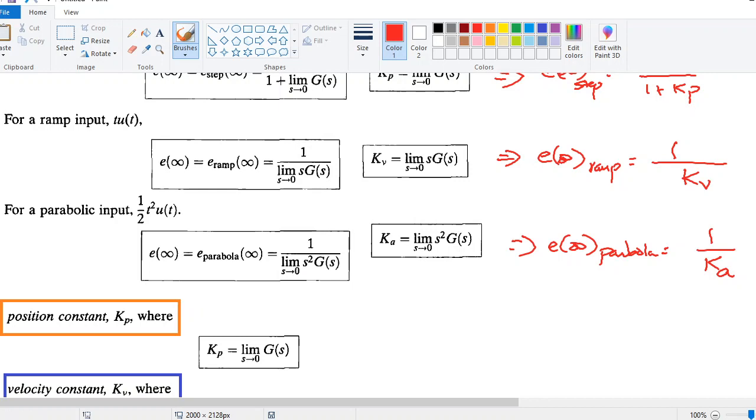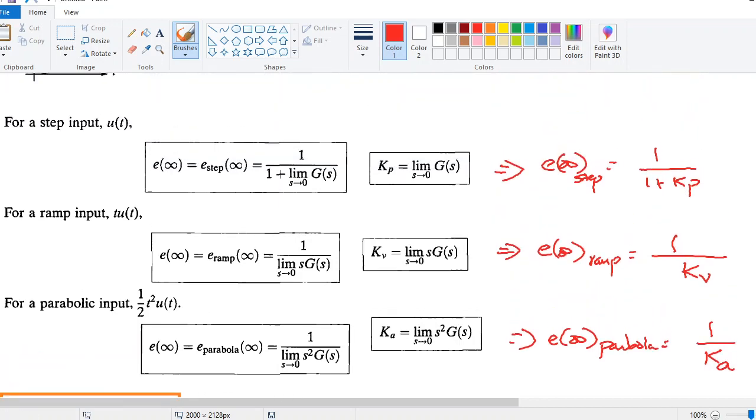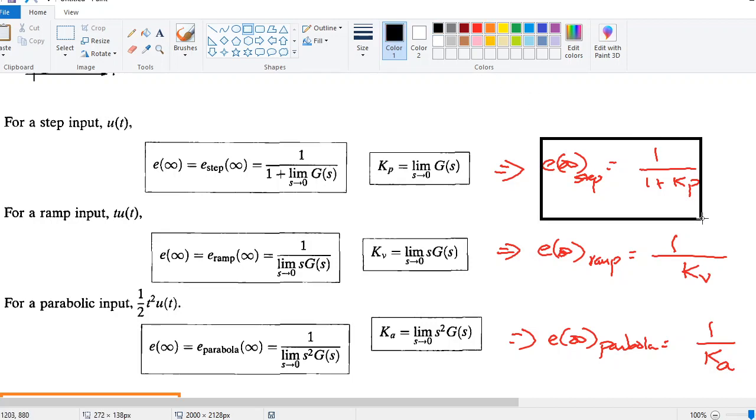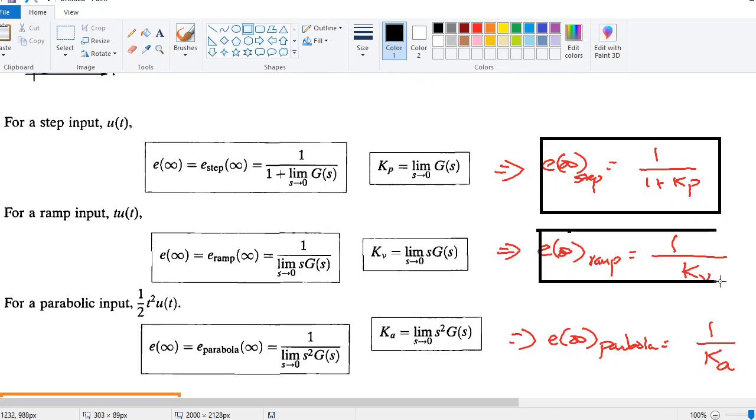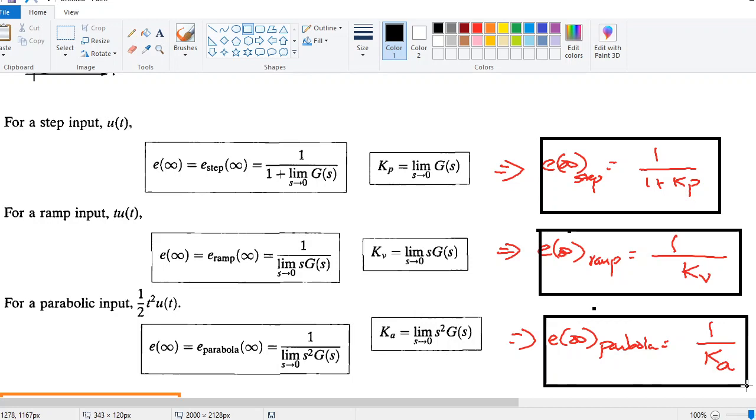So we can rewrite the three equations in terms of their static error constants, and this is how they would look. E of infinity step will be 1 by 1 plus Kp. E of infinity ramp will be equal to 1 by Kv, and E of infinity parabola will be equal to 1 by Ka. So these are the static error constants.